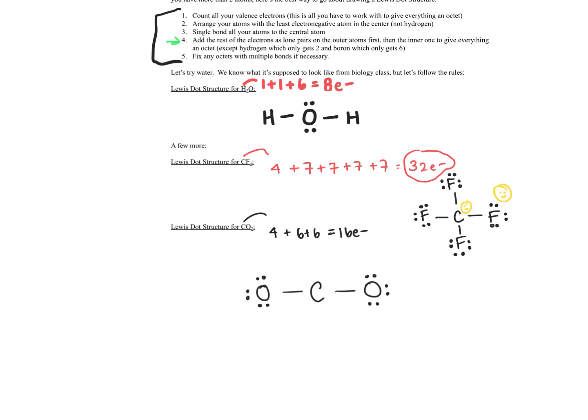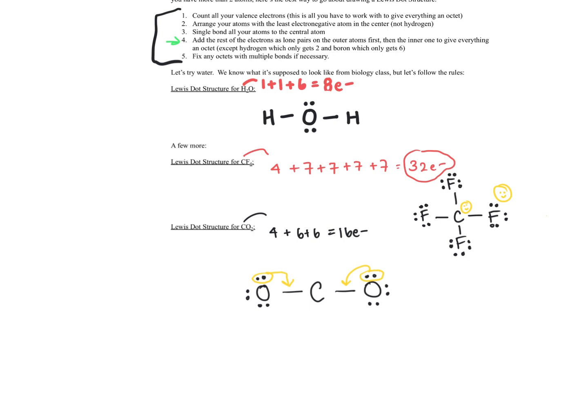But there's a problem. Carbon doesn't feel like it has 8. Both of the oxygens are totally happy. They are touching 8 electrons, but the carbon is not. So this is where we have to do step 5, fix any octets with multiple bonds if necessary. So what we're going to do is take some of those electrons that oxygen has all to itself, and we're going to make it share. So each of the oxygens is going to have to share a set of their electrons, and you're going to end up with 2 double bonds.